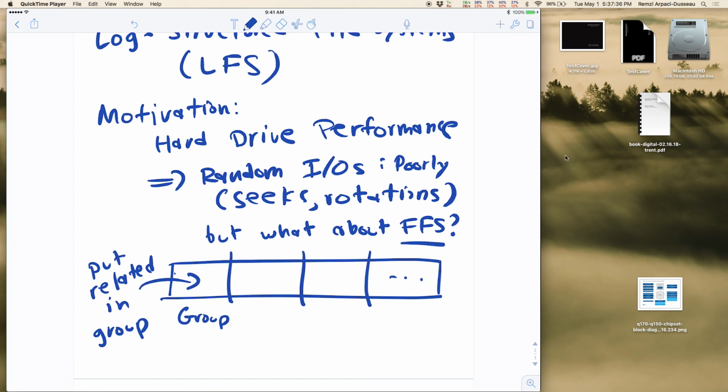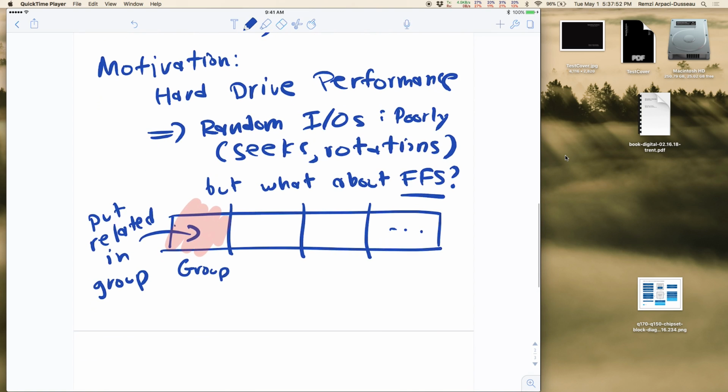So instead of having a file in its inode or a bunch of files that are in a directory spread across a disk, we would instead concentrate those on one particular group, and in doing so, we would reduce seek and rotational costs, perhaps, but mostly seek costs. But the problem there is it doesn't mean that you're avoiding random IOs. It just means when you're doing them, you're probably doing them slightly more efficiently.